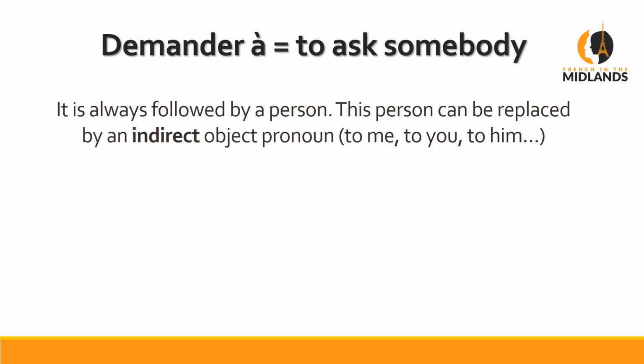In English, you don't have that problem with demander. It's to ask somebody. There's nothing there. But in French, it's to ask to somebody. So you need to put the to somewhere. And it goes back to the indirect object pronoun. You add it to the me, you, him, her, and it becomes indirect.